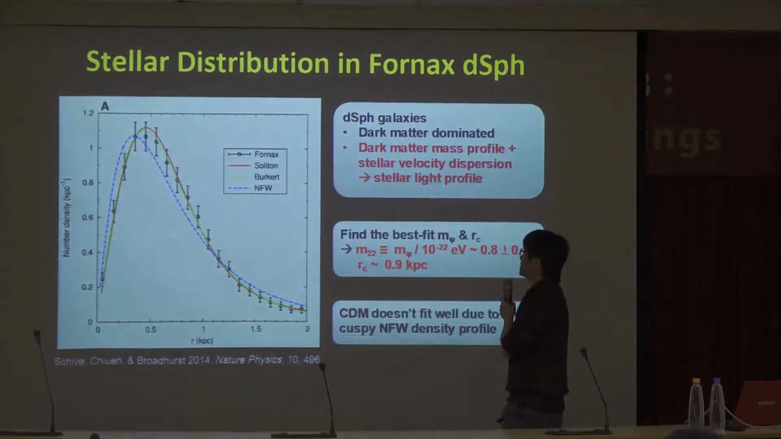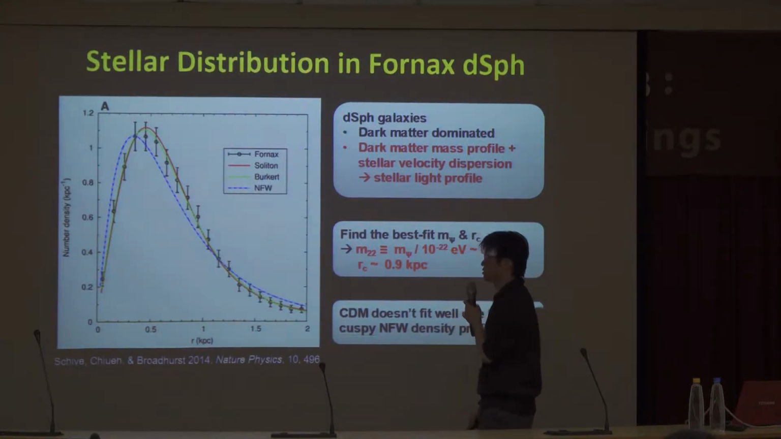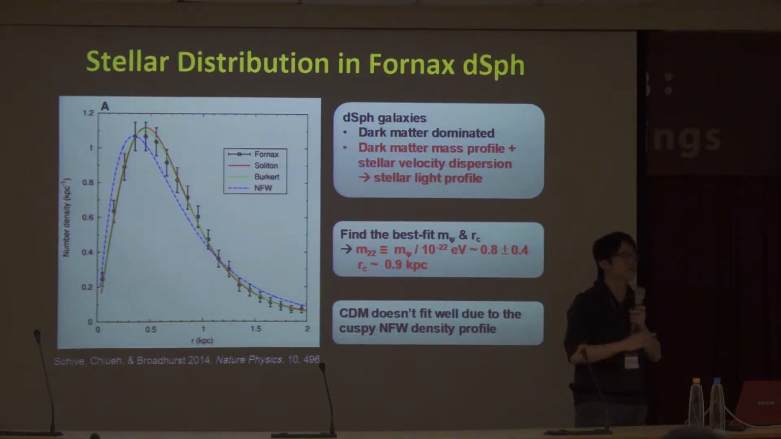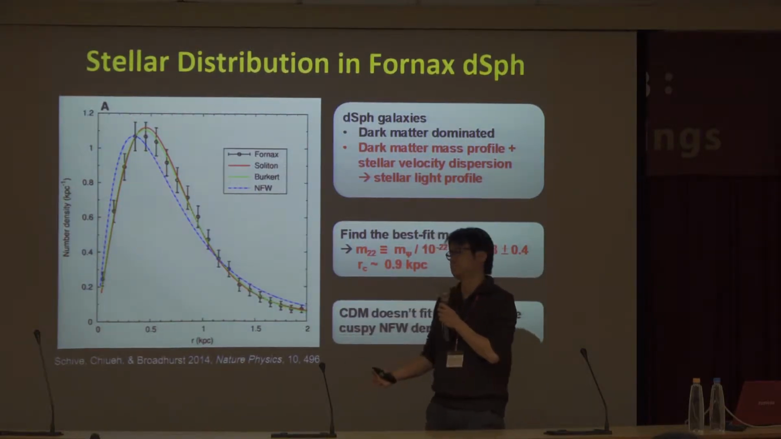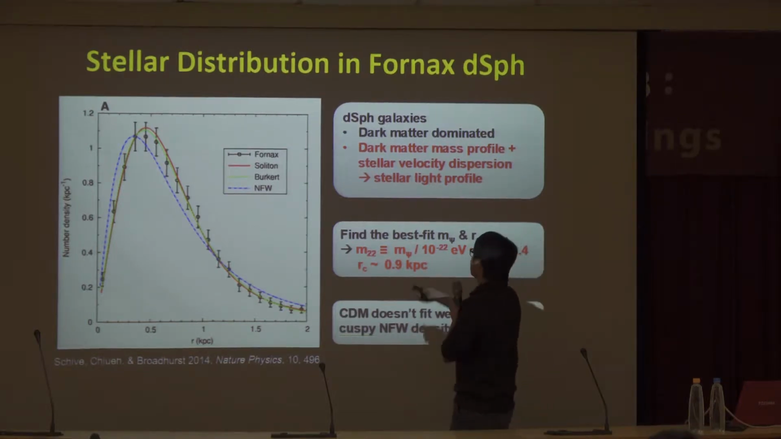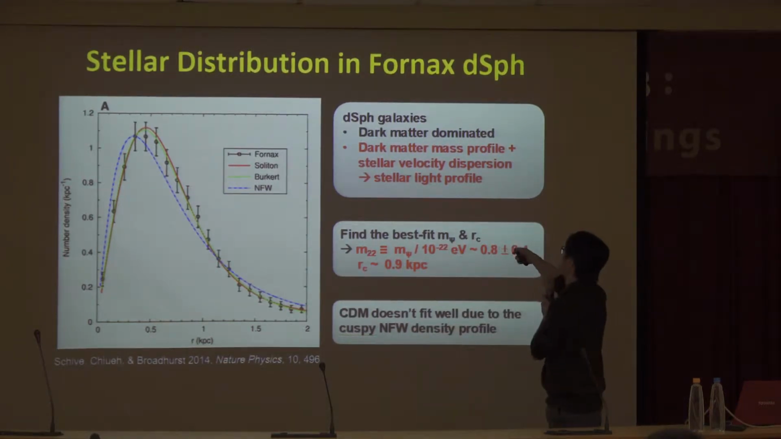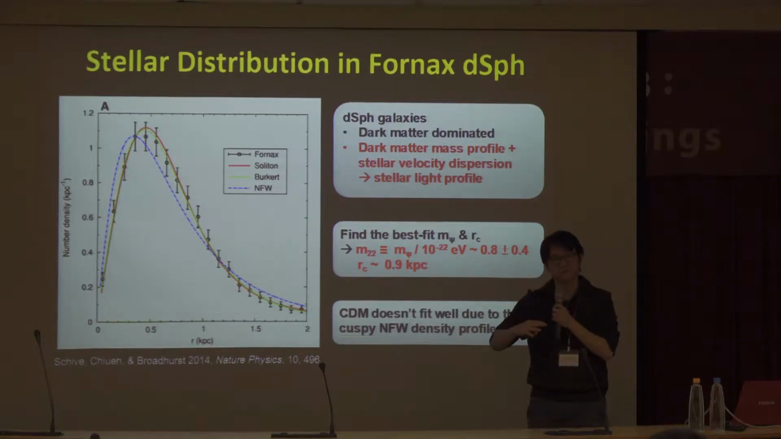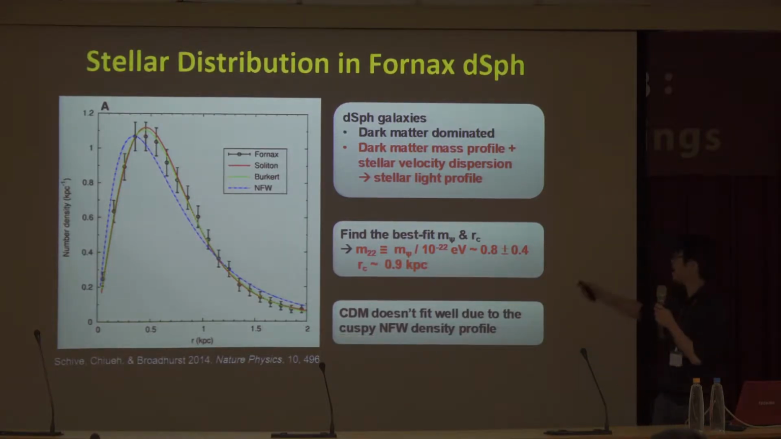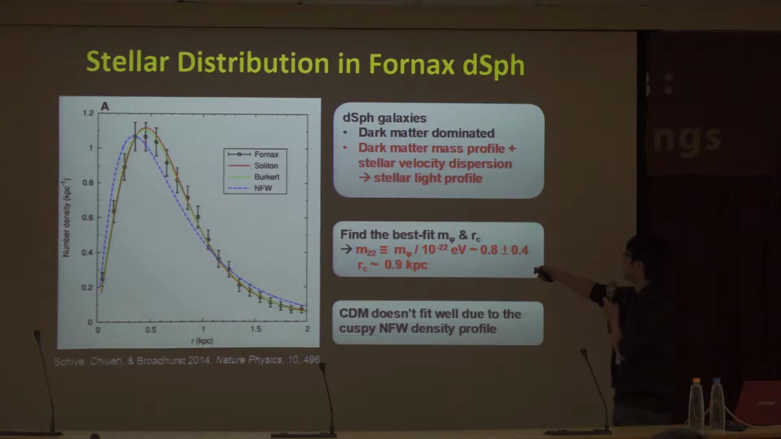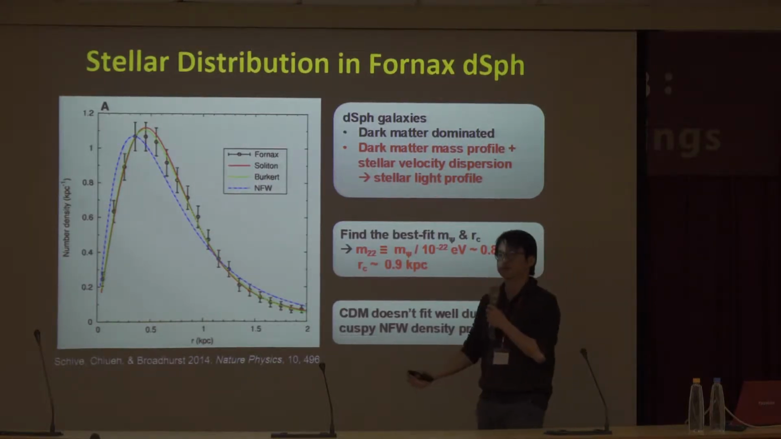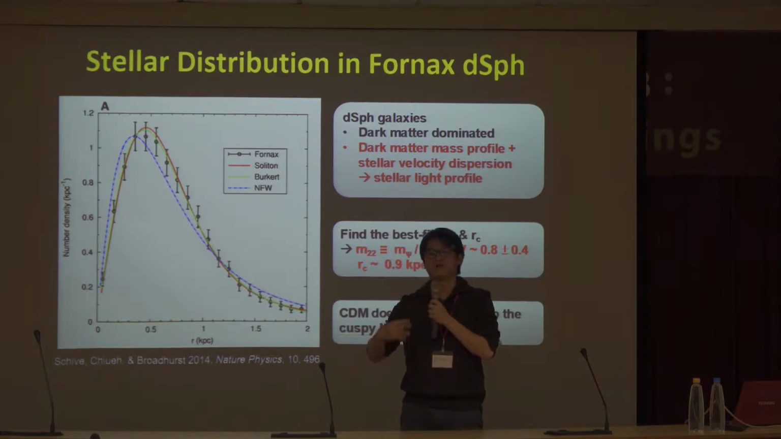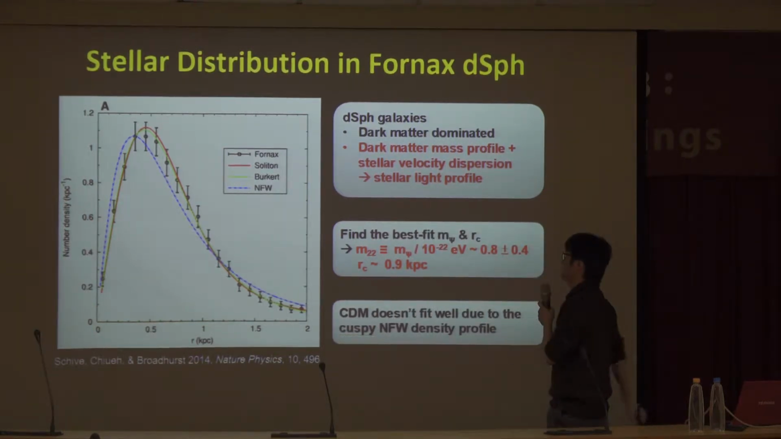First, we use the stellar distribution in dwarf galaxies to compare whether the observed stellar distribution is consistent with the predicted soliton profile. In these dwarf galaxies, it's well known that they are dark matter dominated. So for a given dark matter mass profile from the soliton profile, and a given observed stellar velocity dispersion profile, combining these two, we can derive the corresponding stellar light profile and compare with observations, and use that to constrain our free model parameter, which is the particle mass.